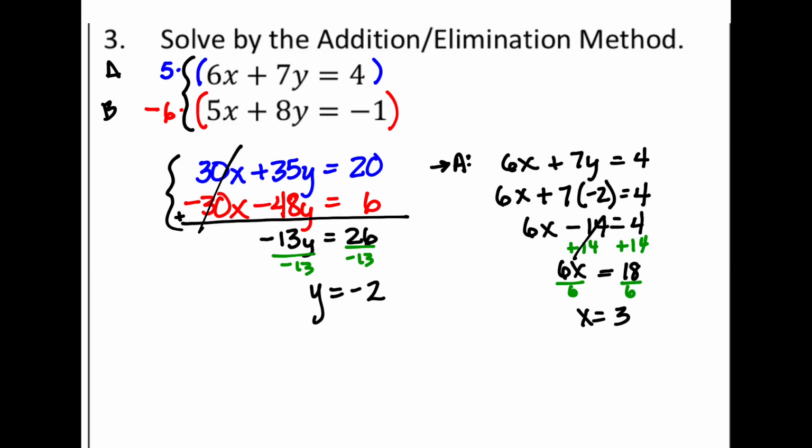And a quick double check. So I'm going to put x in, so 6 times 3, and I'm going to put y in and see if it's equal. So 18 minus 14 equals 4. Yep. Put in x and y and see if I get negative 1.